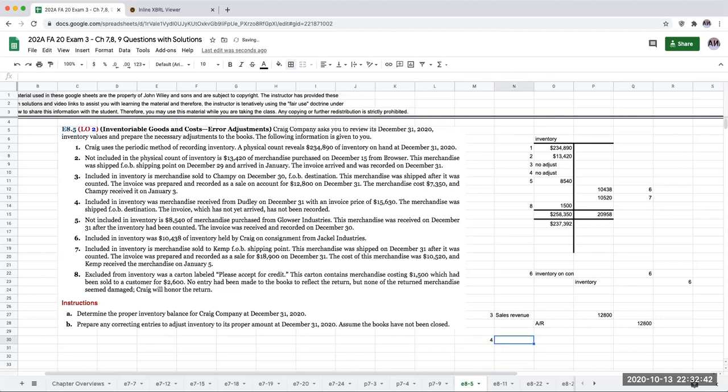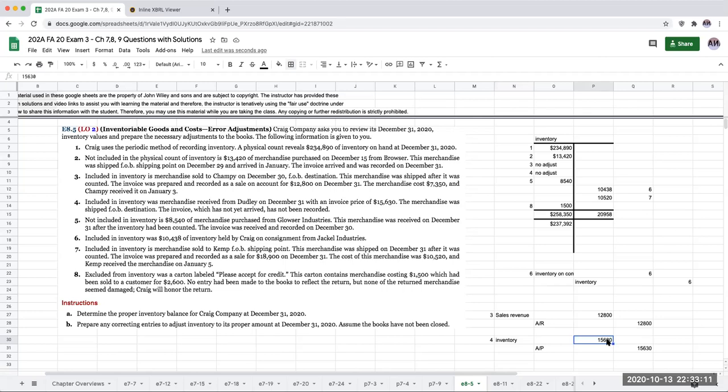So here for number 4, I need to debit inventory. I'm going to be debiting inventory here for 15,630. And over here, I'm going to be crediting accounts payable. Now, if you notice here, this is a physical count. So this is already in the physical count. This is just getting my books caught up to the physical count.